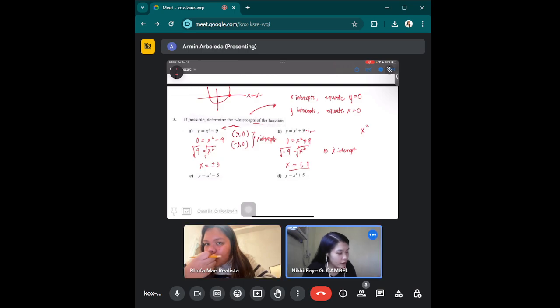Kasi yung opposite po ng raised to 2 is square root. Okay? So, pag ito po, it's gonna be equal to x. Then, for example, meron po kasi yung laws of logarithm, gano'n. So, meron naman po, for example, the cube root. Alam niyo po ba yung cube root?